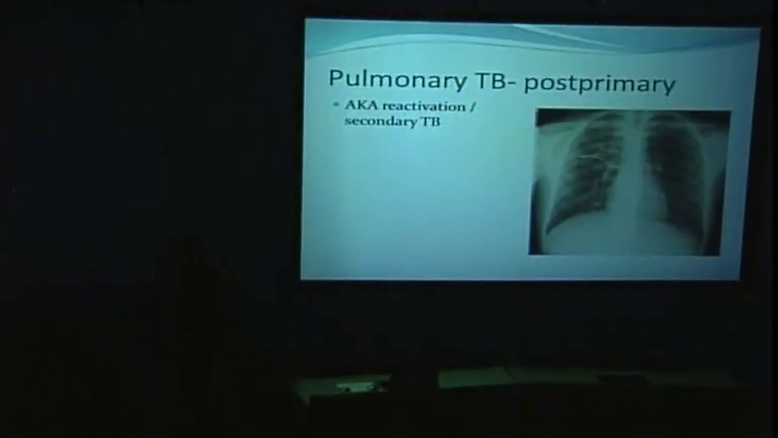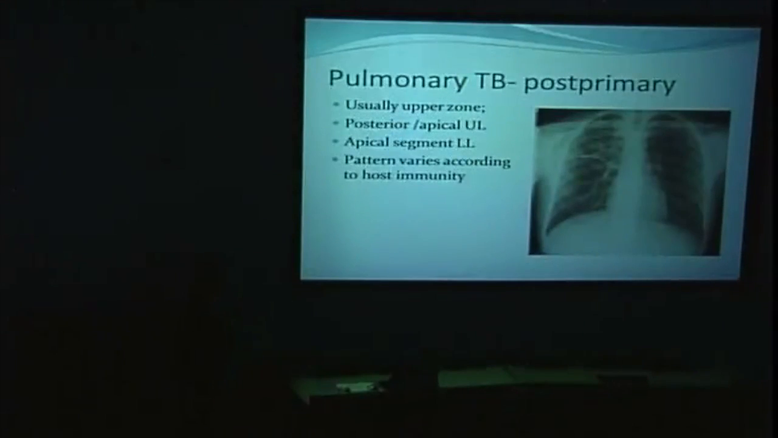It's a more insidious and prolonged infection, called reactivation or secondary TB, post-primary. And this is a more common pattern. Usually upper zones, usually posterior or apical segments of the upper lobes, or the apical segments of the lower lobes. And again, we can see different sort of patterns depending on whether the patient is immunocompetent or not.